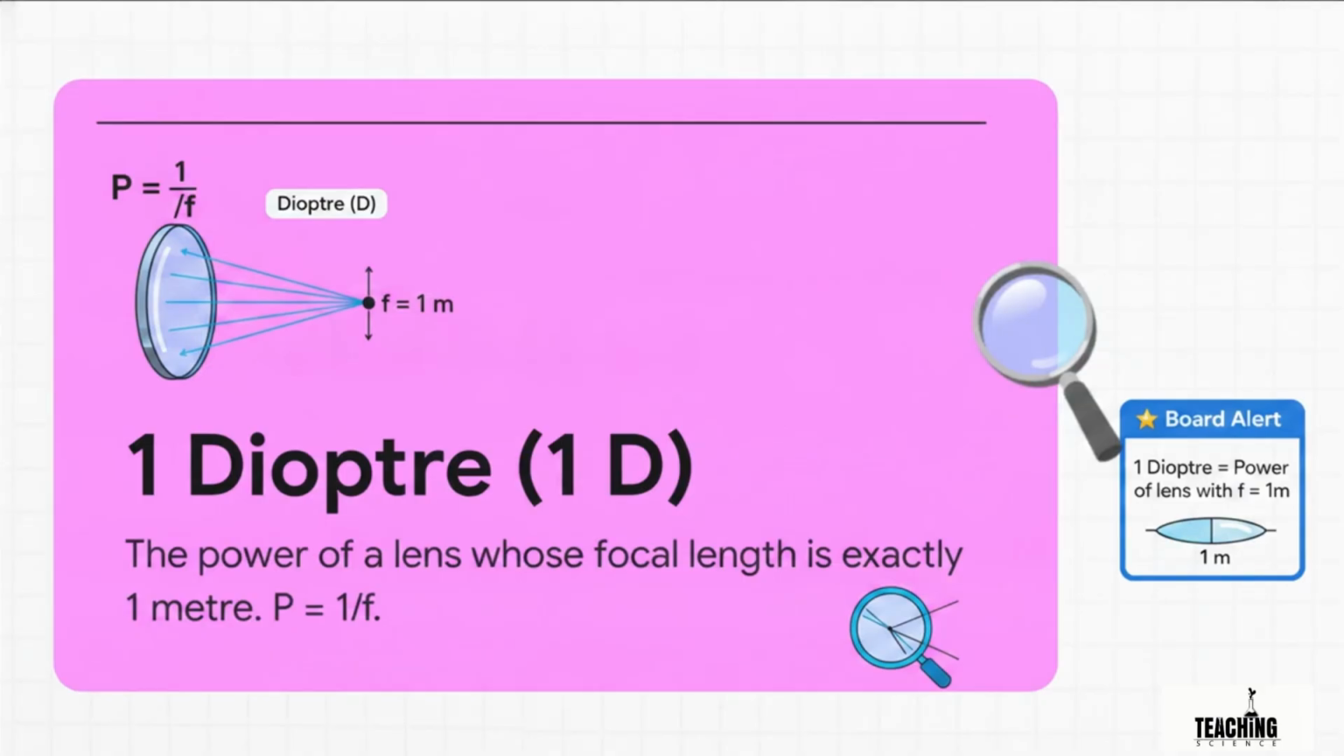Our final concept is the power of a lens. Power is basically just how much a lens converges or diverges light, and it's simply the reciprocal of the focal length in meters. P equals 1 over f. Board alert, you will frequently see one-mark questions asking you to define the SI unit of power, which is the diopter. 1 diopter is simply the power of a lens whose focal length is exactly 1 meter.